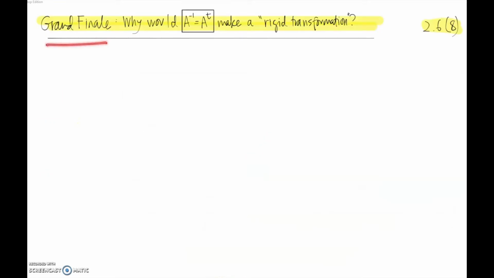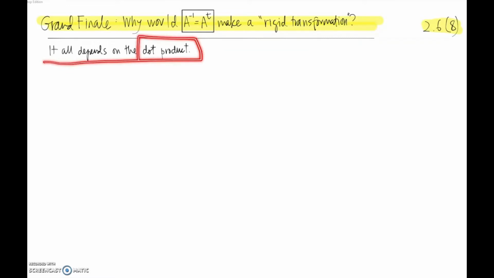So for our grand finale today, we do want to explore this idea. Why would this relationship, where the inverse equals the transpose, make it so all those things get preserved? Why would that force a rigid transformation? And the first part of the answer is it all depends on the dot product. Do you remember the dot product was instrumental in finding a norm and in finding distances and in finding angles? It shows up in each of those formulas. So if we can show that the dot product is preserved when this happens, then all of those other three things just fall out automatically.